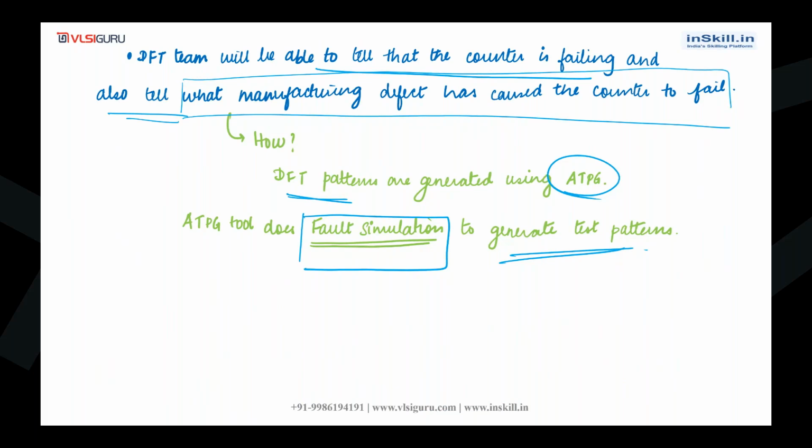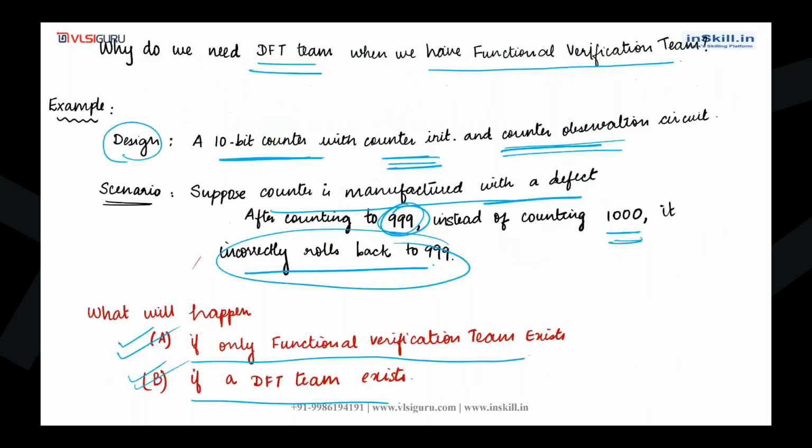So let me quickly summarize it before we proceed further. We are trying to understand why we need a DFT team when a functional verification team is present. For that I'm taking an example. I'm having a design with a 10-bit counter, with a counter initialization and a counter observation circuit. Consider a scenario where the counter is manufactured with a defect. After counting to 999, instead of counting 1000, it incorrectly counts 999 once again.